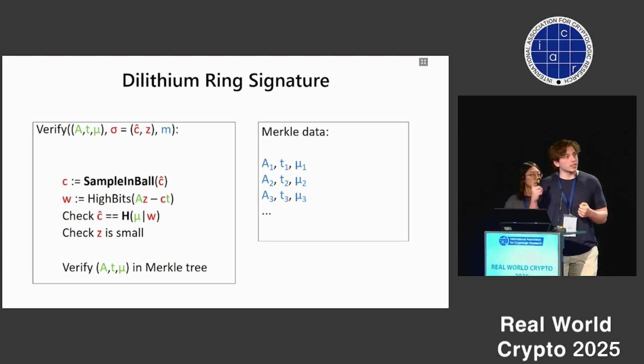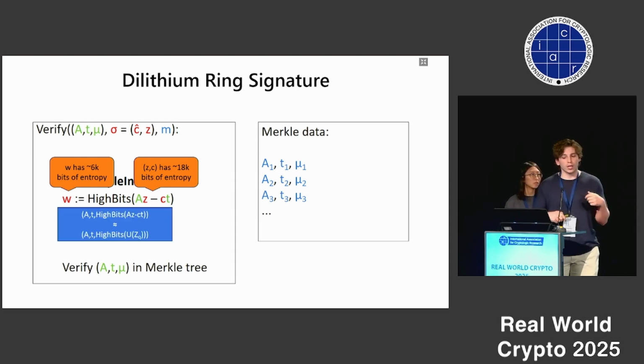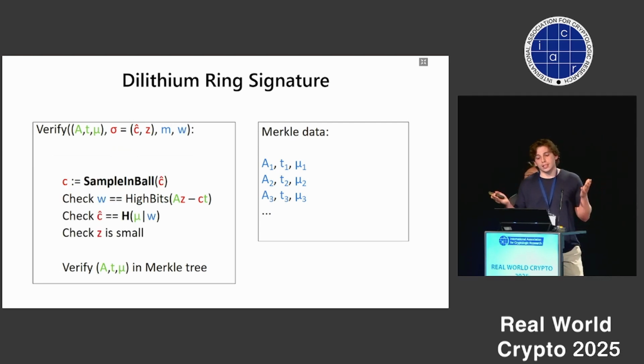The key thing to note is that this high bits function in Dilithium is very, very compressing. For typical security parameters, Z and C are going to have about 18,000 bits of entropy. And because we're only taking a very small number of the high bits of the result, W only has about 6,000 bits. And so W is statistically close to uniformly random. What this means is that the high bits of AZ minus CT don't reveal anything about the public key. And so we can just publish it.